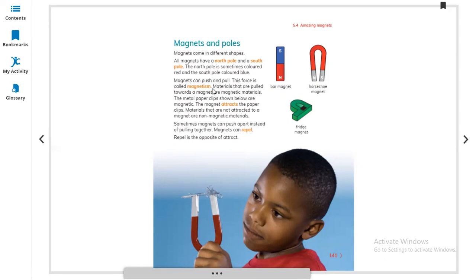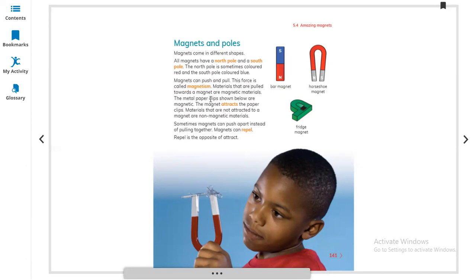Magnets can push and pull. This force is called magnetism. How are they pushing and pulling? If both are the same side, like this is north and the other magnet is also north, and you try touching both sides, they cannot attach to each other. Why? If this is north and this is north, they push each other away. Yes, if they are different, like this is south and this is north, then they attract each other. So this force is called magnetism.